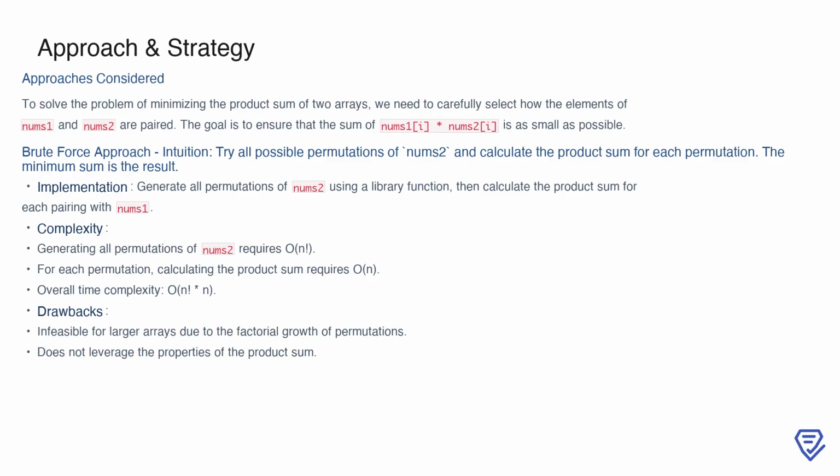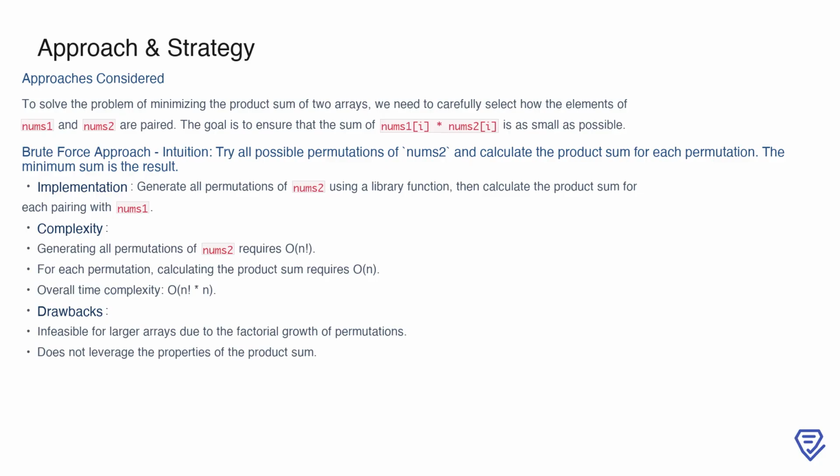To solve the problem of minimizing the product sum of two arrays, we start by recognizing that how we pair the elements of nums1 and nums2 directly impacts the result. The goal is to minimize the sum of nums1[i] * nums2[i] across all indices. One way to approach this is through a brute force method. The intuition here is simple: by trying all possible permutations of nums2, we can calculate the product sum for each pairing with nums1 and choose the smallest value. To implement this, we would generate all permutations of nums2, which can be done using a library function, and compute the product sum for each permutation.